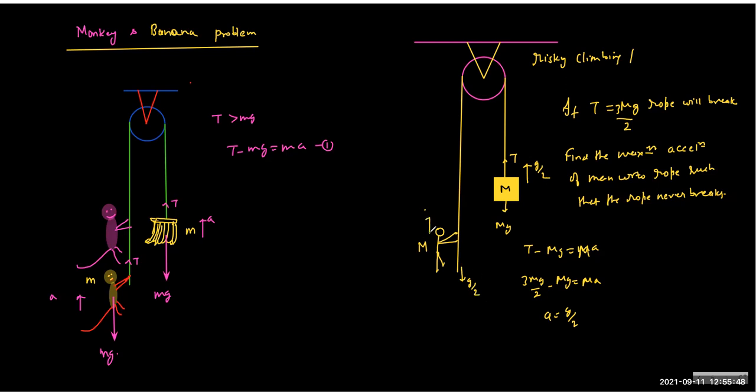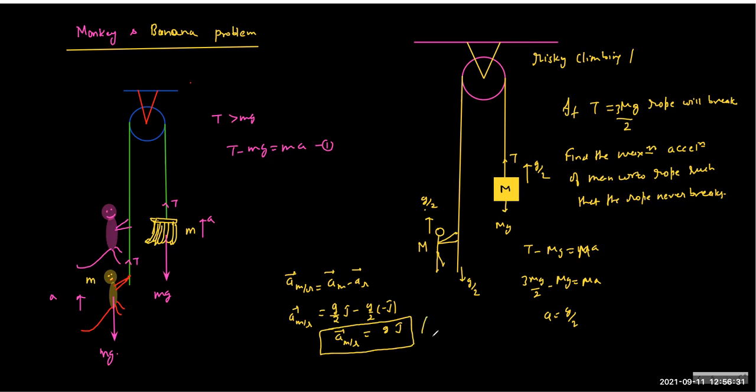But the man is going upward with acceleration g by 2 in the ground frame. So what is the acceleration of the man in the rope frame? A man minus A rope. So the acceleration of the man is g by 2 j cap, and the acceleration of the rope is g by 2 minus j cap, because the rope is going down. The answer turns out to be g j cap upward. So in the rope frame, the man is accelerating up with acceleration g. This is the answer. Understood? Yes. Did this get all of you? Yes, sir. Okay.